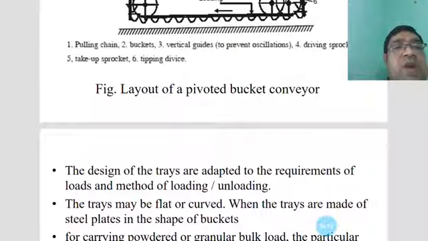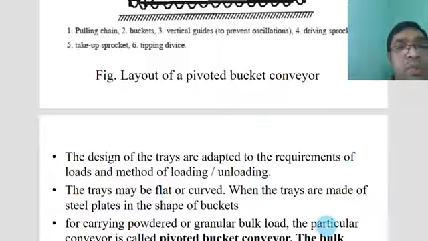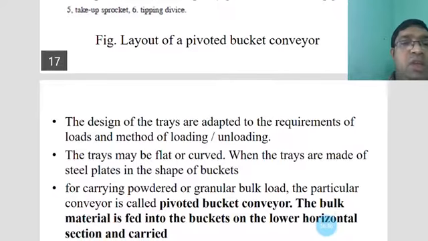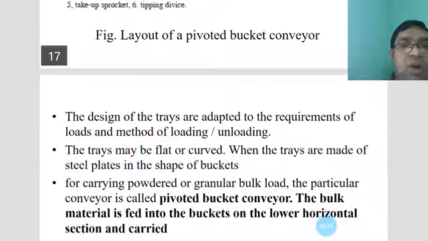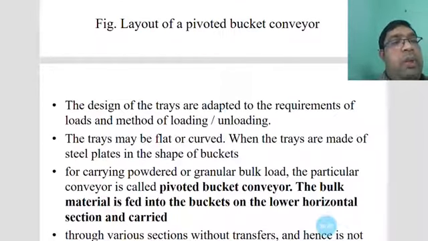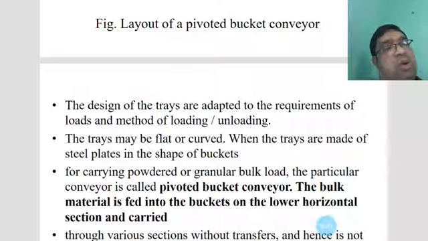The design of the trays is adapted to the requirements of the loads and the methods of loading and unloading procedures. The trays may be flat or curved. When the trays are made of steel plates in the shape of buckets, for carrying powders or granular bulk loads, the conveyor is called a pivoted bucket conveyor.